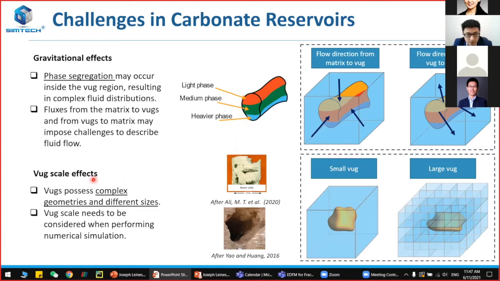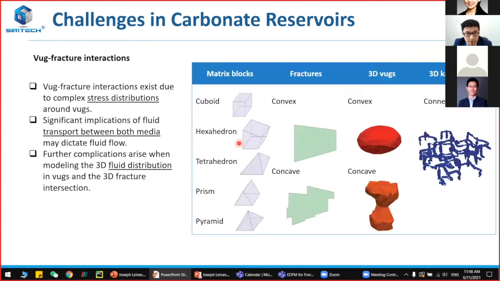We also have some vug scale effects, and this is a big challenge that we are currently trying to identify. We have small vugs, but we can also have vugs that range to the meter scale. One of the important things is to understand which scale is the one that actually matters. By doing that, we will be able to simplify this complex problem, at least in a certain way, and make it more approachable by only using the ones that matter the most.